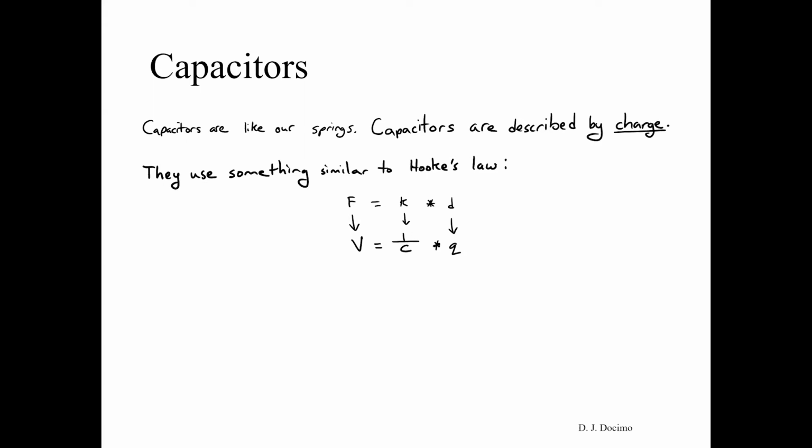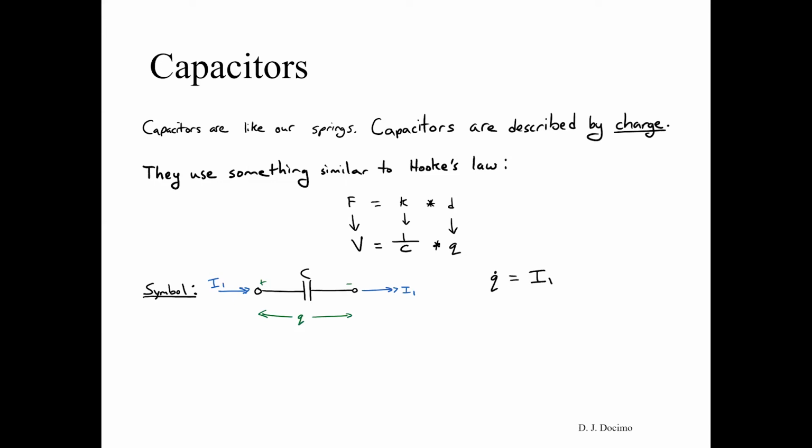So F is going to go to V, K is going to go to 1 over C, and D is going to go to our charge Q. Now the symbol for a capacitor looks like these two straight parallel lines here with a C over it. I am using the green here to describe that Q, our charge across this capacitor. And then the capacitor has some sort of current I1 flowing through it.